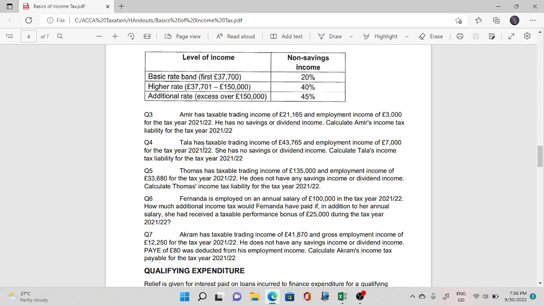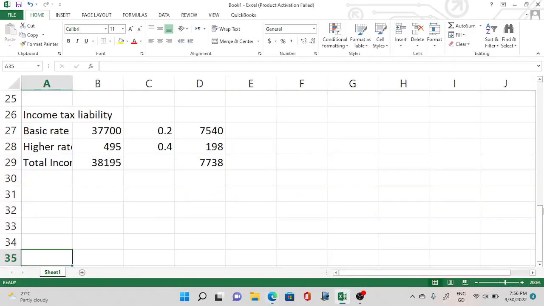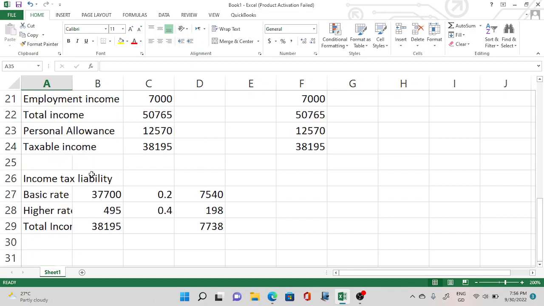Question number 4: trading income, employment income, no savings or dividend income, same type of question. So let's copy paste the format. While practicing, you can do so.